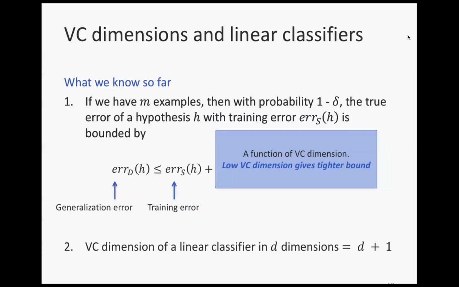Another thing that we've seen is with linear classifiers, the VC dimension in d dimensions is d plus 1. So if I have d features, the VC dimension of linear classifiers is d plus 1. These two statements seem to be at odds with each other. I claim that the goal of learning is to make the VC dimension low. But if I give you a learning problem that has d features, the VC dimension is fixed to be d plus 1. How do I make that small? Any ideas?